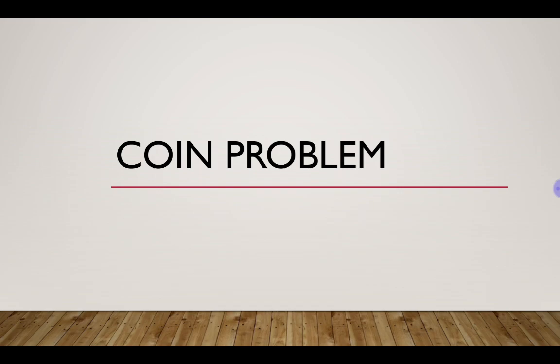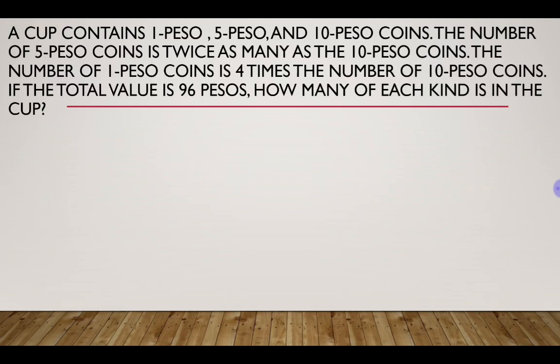So let us start. Here is the problem. A cup contains 1 peso, 5 peso, and 10 peso coins. The number of 5 peso coins is twice as many as 10 peso coins. The number of 1 peso coins is 4 times the number of 10 peso coins. If the total value is 96 pesos, how many of each kind is in the cup?